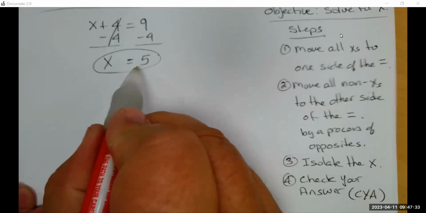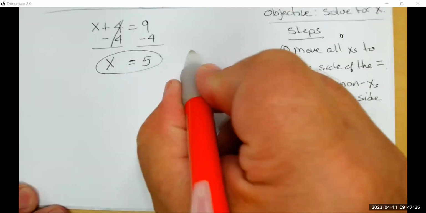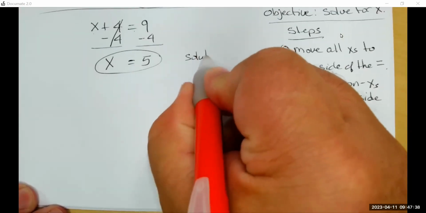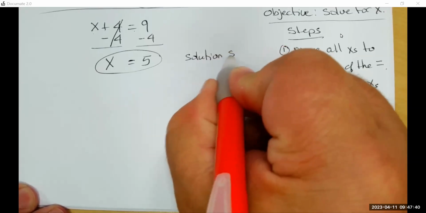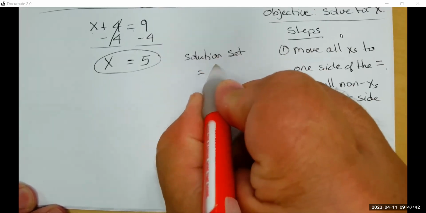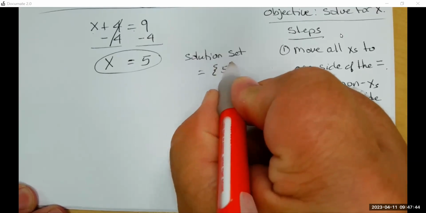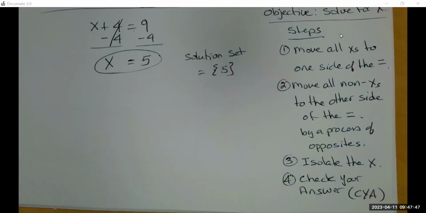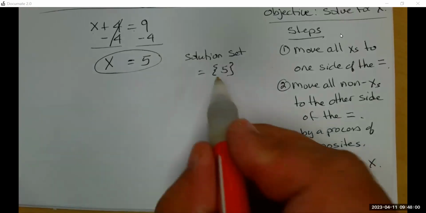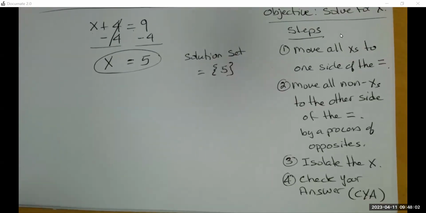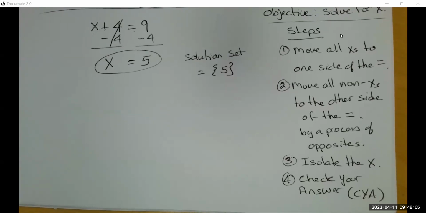So x equals 5 is our solution. Our solution set is the number 5 in brackets. Remember in the first part of this course, when we talked about sets, data sets, we had them in brackets. You do the same thing in mathematics. That's where it came from.